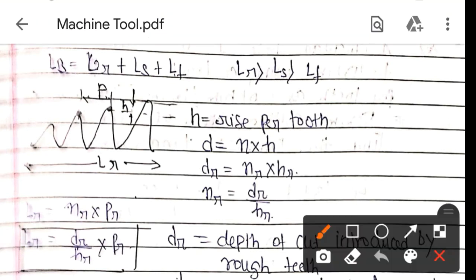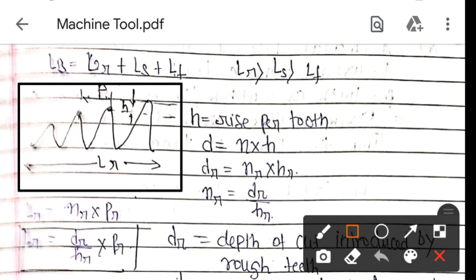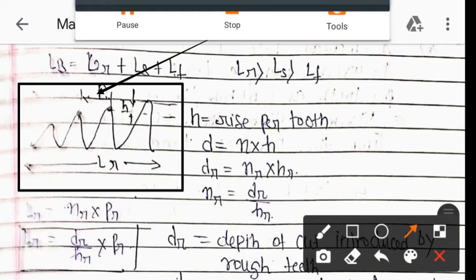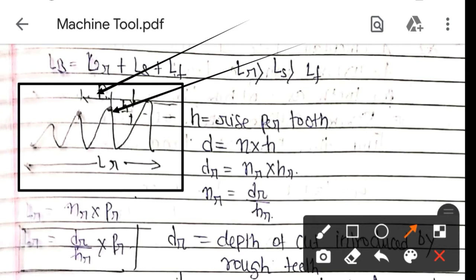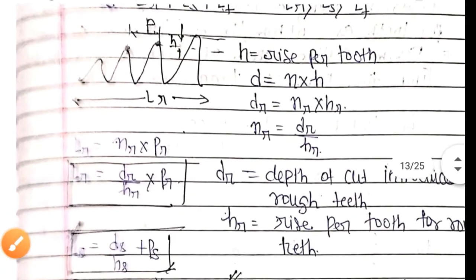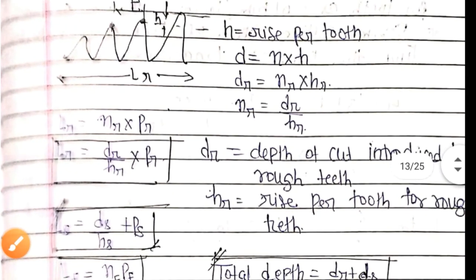So this is how the broach tool looks over here. The pitch term, I have already explained it. What is the pitch? The purpose behind understanding pitch is the same as what I explained in the last lecture. Here, H is rise per tooth. We'll look one by one at what each term is.